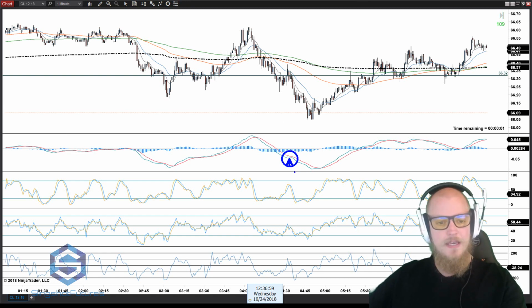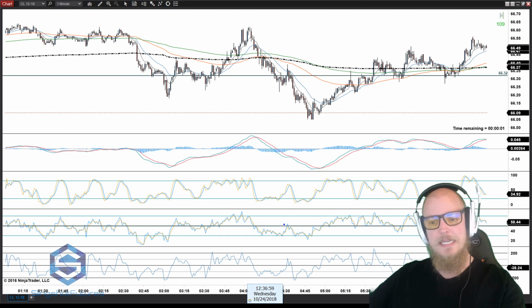Then we want to look at the RSI and the CCI. The RSI needs to get back to at least 50, and we also want to see the CCI get above 0. That is qualifying that this is a pullback when these things line up.